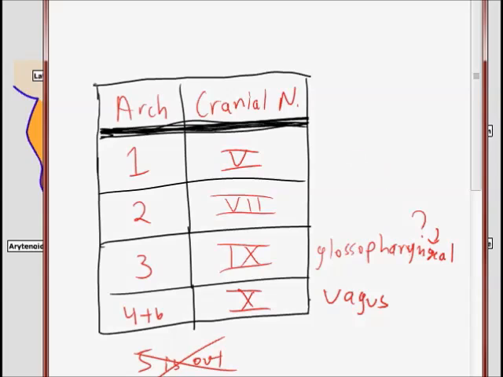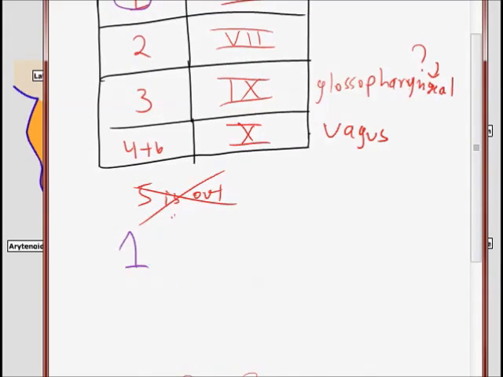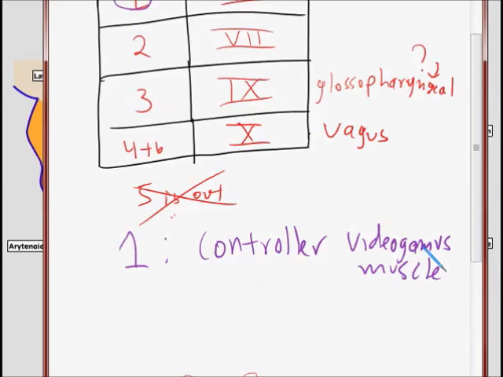So the vagus nerve. Basically, how I want to show this is with a different color, purple, my girlfriend's favorite color. Let's just go with this for now. If there's a muscle, let's make up a muscle name: the controller video games muscle. Made it up, don't care.